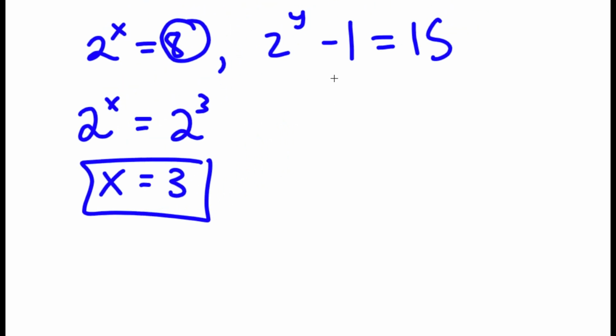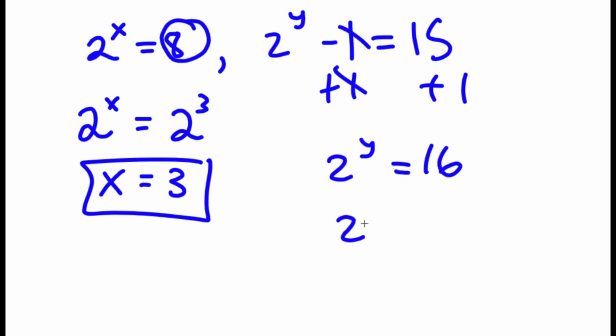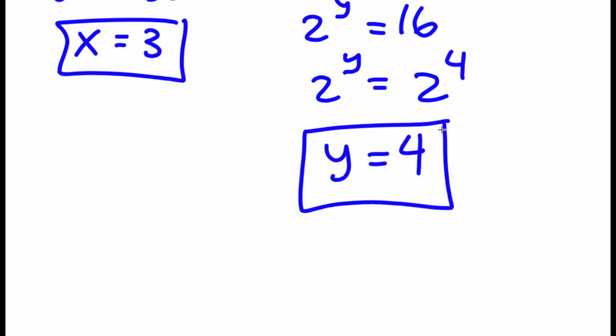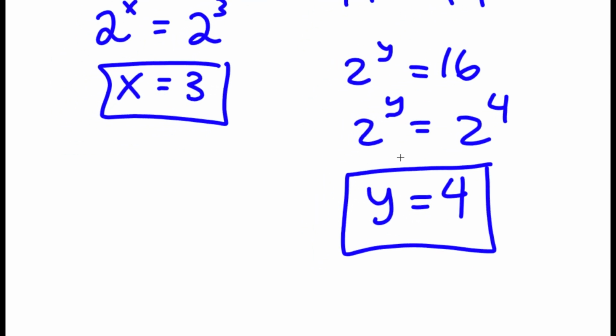Now for 2 to the power of y minus 1 equals 15, I can add 1 on both sides. So I get 2 to the power of y equals 16. 16 is 2 to the power of 4. So I have 2 to the power of y is equal to 2 to the power of 4, which means that y equals 4. So my value of x is 3 and my value of y is 4.